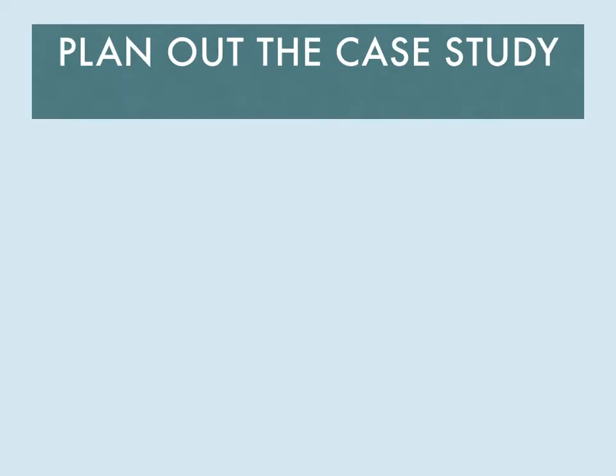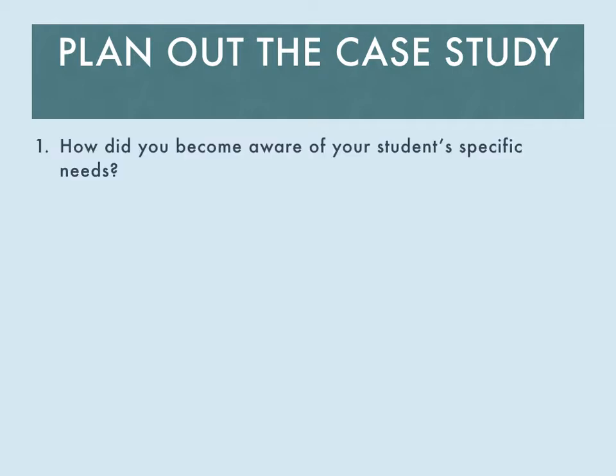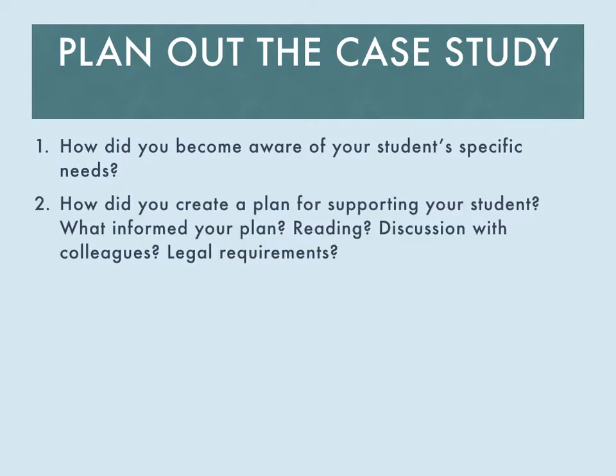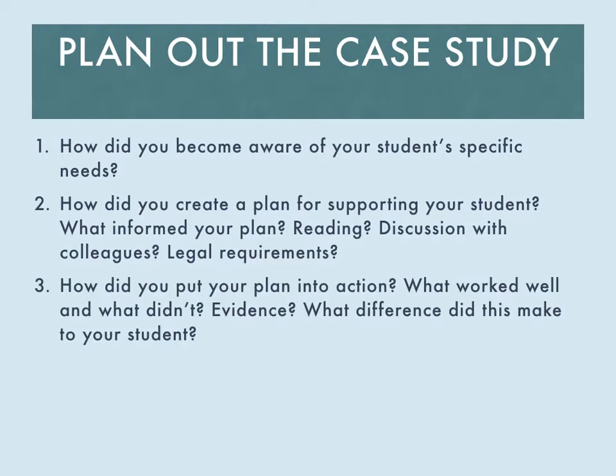So when you've had a thought about a case study you'd like to think about, it's time to plan out how you're going to write about it. So how did you become aware of the student's specific needs? How did you create a plan for supporting your student? What informed your plan? Did you talk to the student? Were they aware of it? Was it background reading? Did you discuss it with colleagues? Did you look at legal requirements? And how did you put your plan into action?